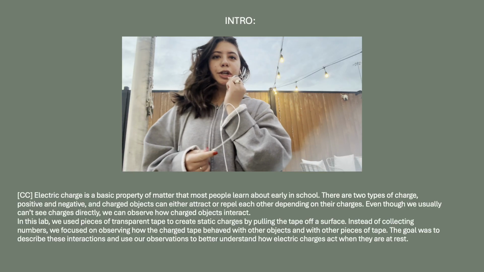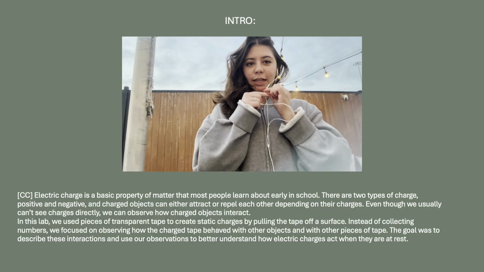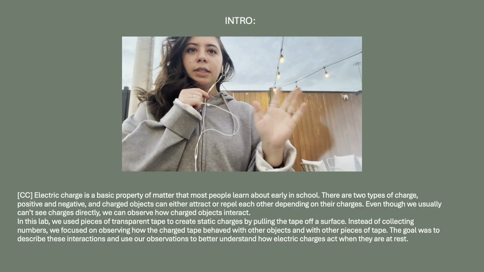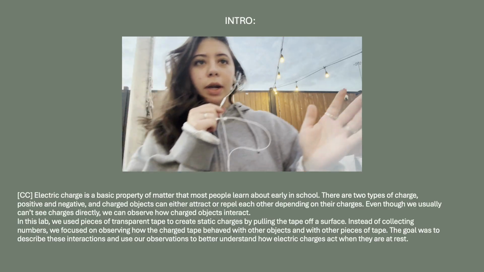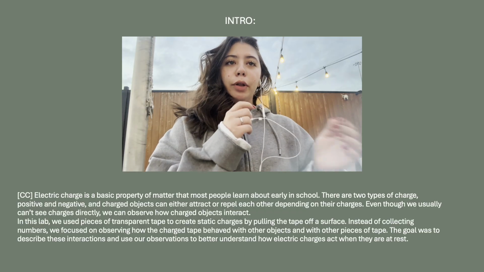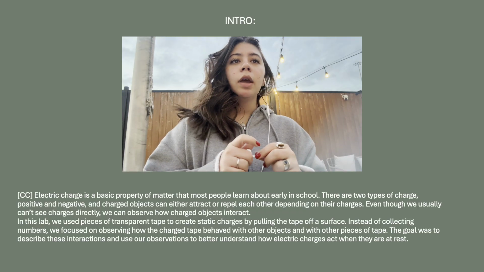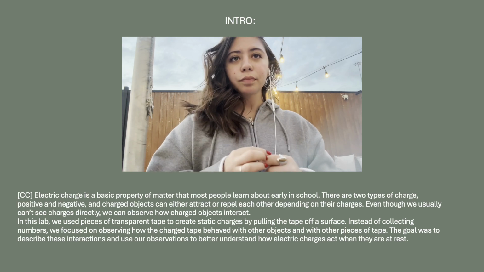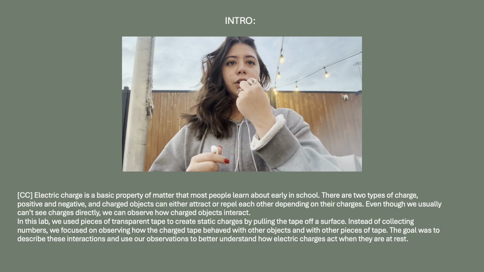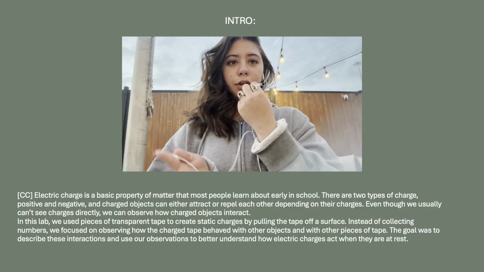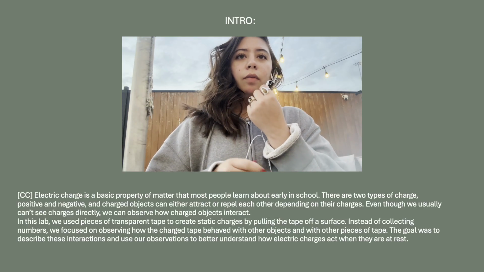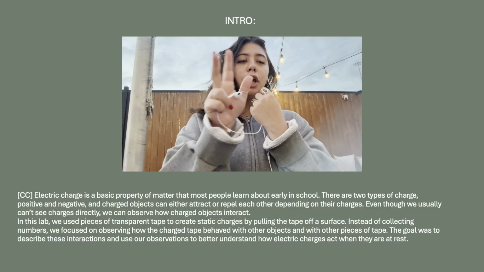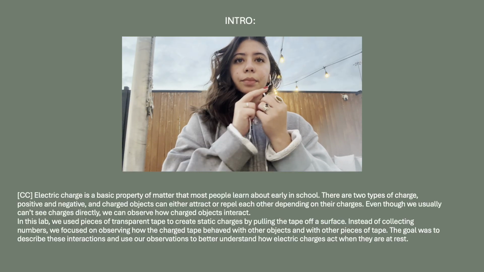For our intro, basically not the objective, but the explanation is that electric charge is a basic property of matter that most people learn about early in school. There are two types of charges, positive and negative, and charged objects can either attract or repel each other depending on their charges. Even though we can't really see charges directly, we can observe how charged objects interact.